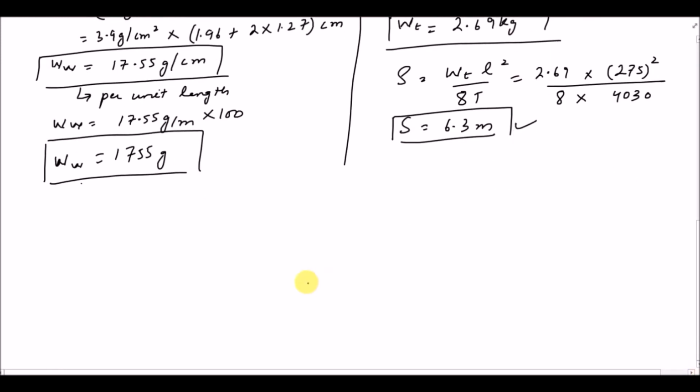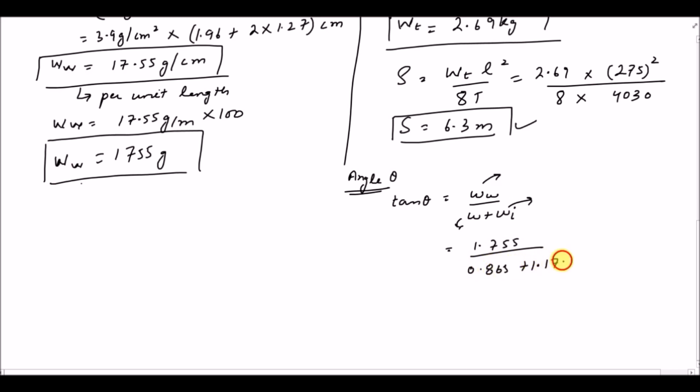Now if in the question you are asked for the angle theta, the slant angle, we know that tan theta is equal to WW over W plus WI, the weight due to wind pressure over the weight of the conductor plus the weight due to ice loading. It will become 1755 over 0.865 plus 1.172, tan inverse. That will give you the value of theta, 40.75.